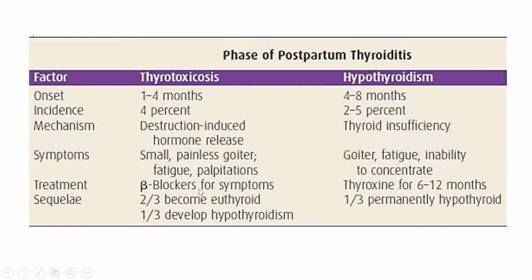Treatment is with a beta blocker for symptoms in the thyrotoxic phase. So it is a symptomatic treatment. You don't have to give anti-thyroid drugs, whereas thyroxine is required for the hypothyroid phase, sometimes for up to 1 year.